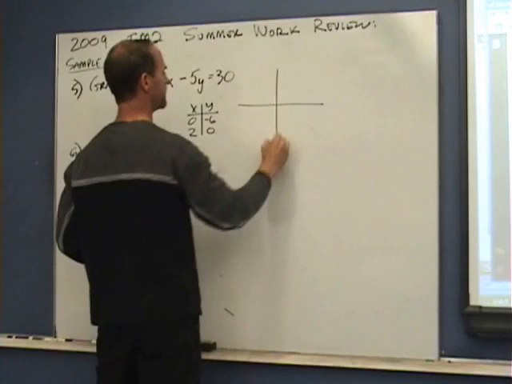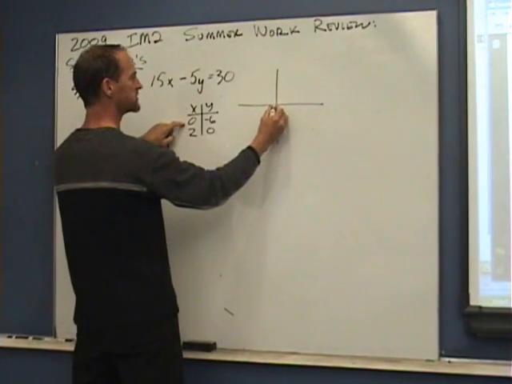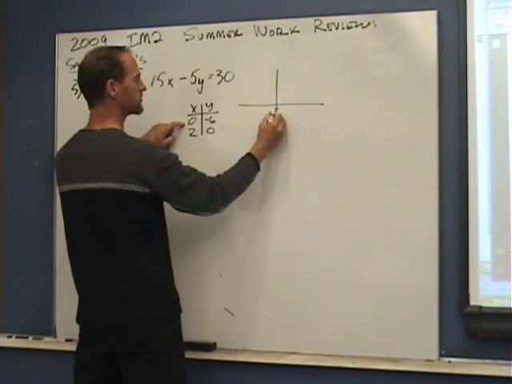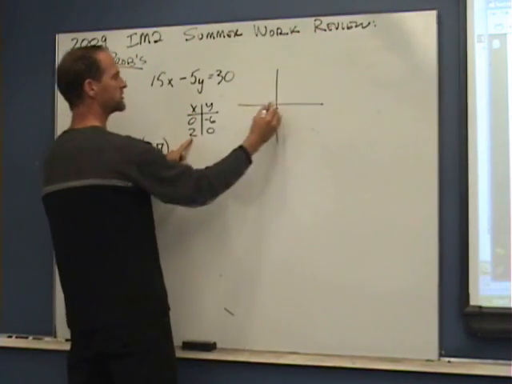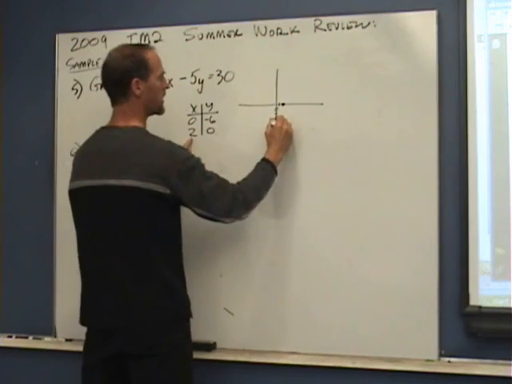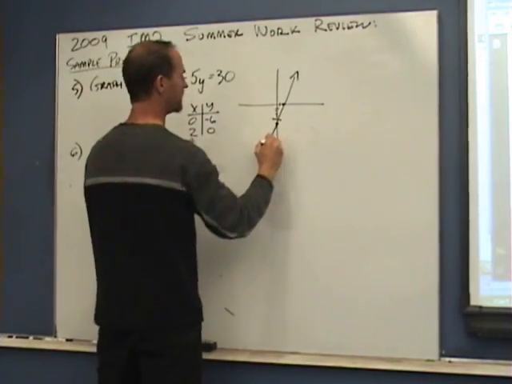You just go and graph by plotting 0, -6. So when x is 0, I go down 1, 2, 3, 4, 5. There's -6. And then when I go over to 2, 1, 2 for x, that's when y is 0. And there's my intercept method.